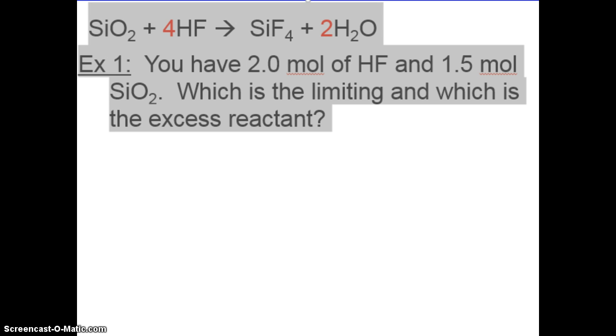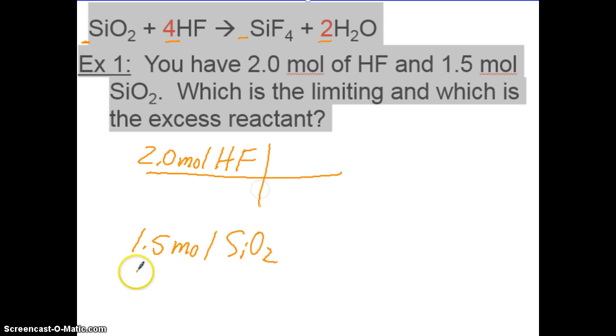So now we have this balanced equation at the top, and we can see our coefficients. We don't see a number here, but technically it's a coefficient of 1 and 4, and there's a 1 and a 2. And the problem gives us 2 moles of one and 1.5 moles of the other. Now, this is essentially 2 stoichiometry problems. So whenever you're doing limiting and excess, you're doing twice the work to get one answer. So I'm going to write 2.0 moles of HF. That's one chemical that I'm given, and I'm also given 1.5 moles of the other chemical, SiO2, silicon dioxide. So I'm going to do these together.